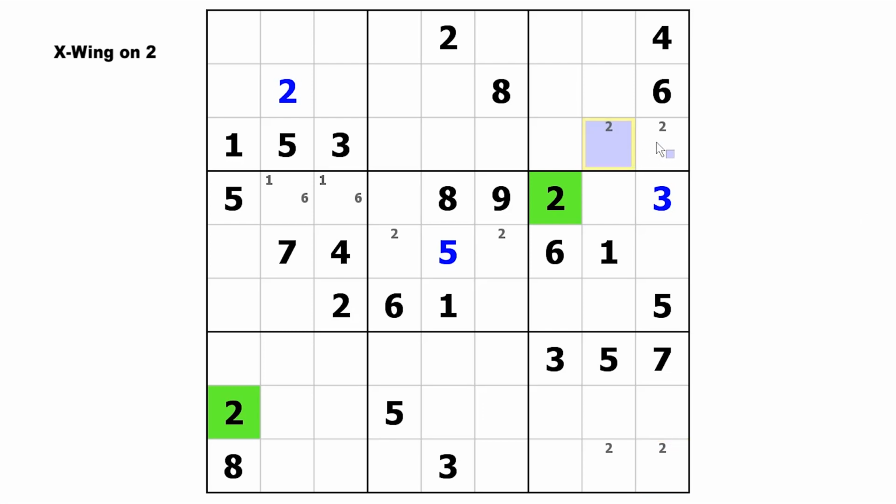And notice that these 4 candidate 2s form an X-wing. So we know that one diagonal pair of those 2s will be true and the other diagonal pair will be false.